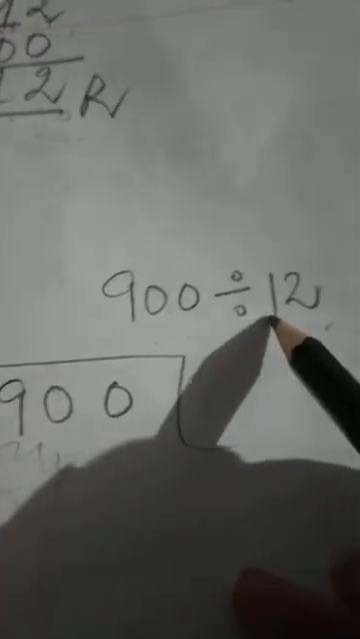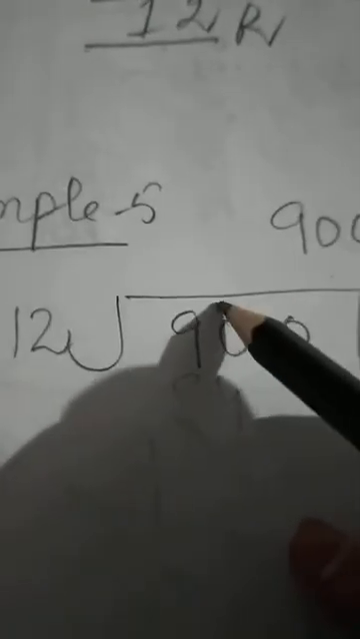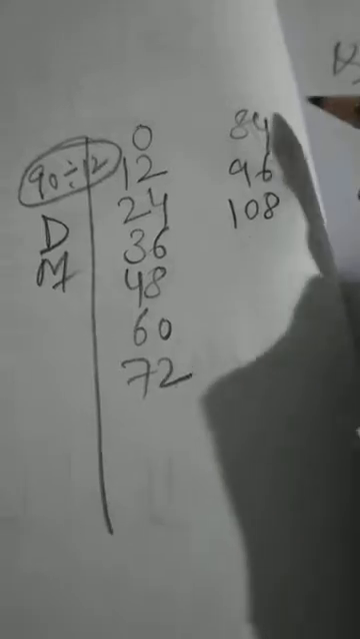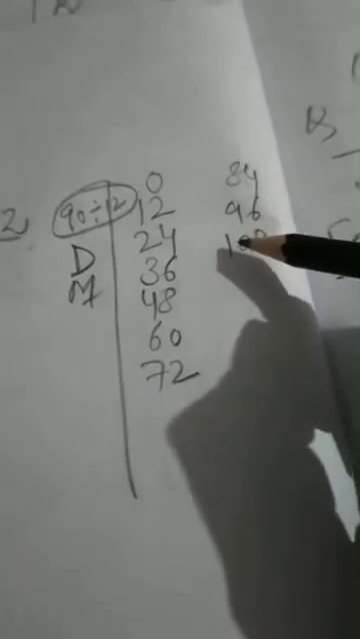Now here you can see in the divisor there are 2 digits, so we will take 2 digits first, that is 90. First step is of division. In this step we will divide 90 by 12. Next is multiplication. For multiplication we will observe the table of 12, so that we can write something under 90 to be subtracted. 96 cannot be written, so we can write 84 under the 90.